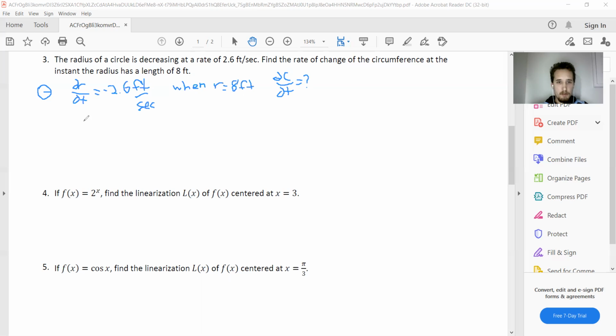Okay, so what's the circumference equal to? Circumference c equals 2 pi r. Now we want to differentiate. We've determined our variables, so that's step 1. Step 2, determine the formula. Now implicitly differentiate for step 3.